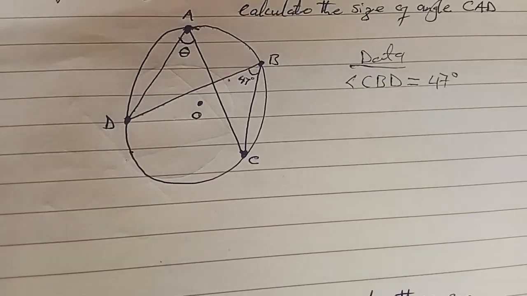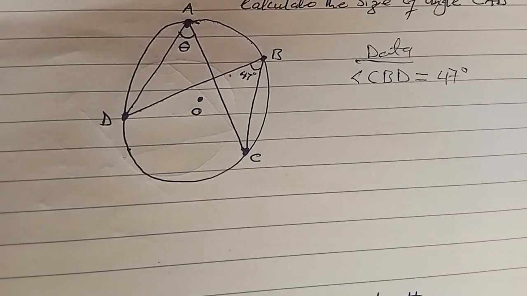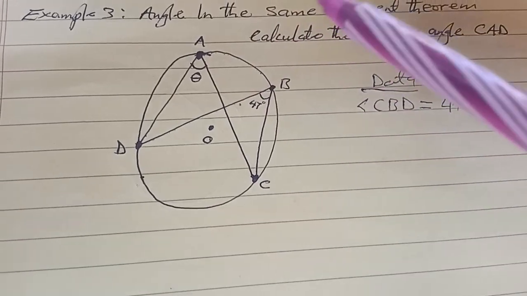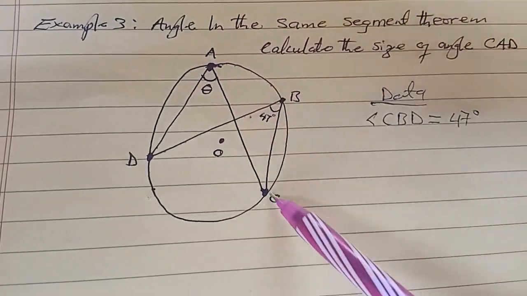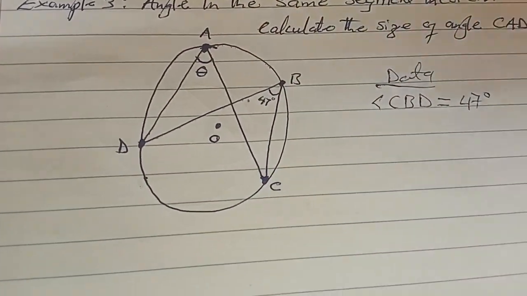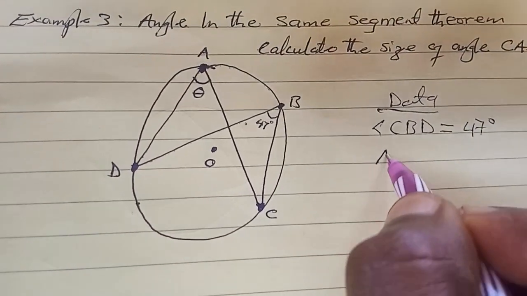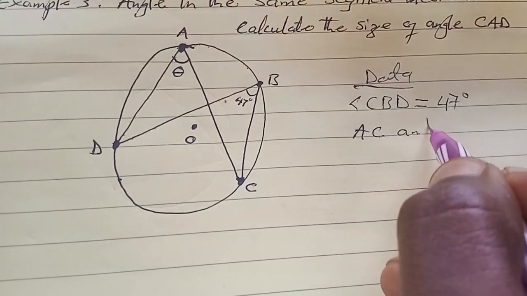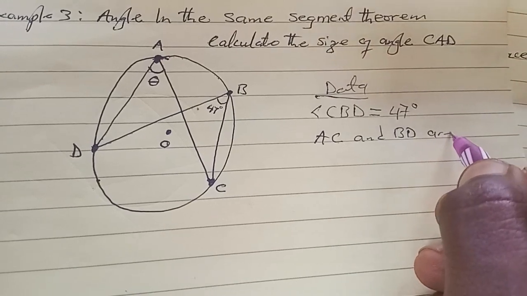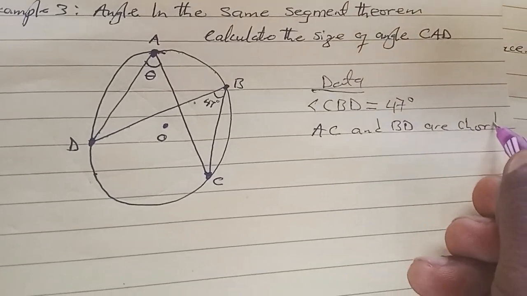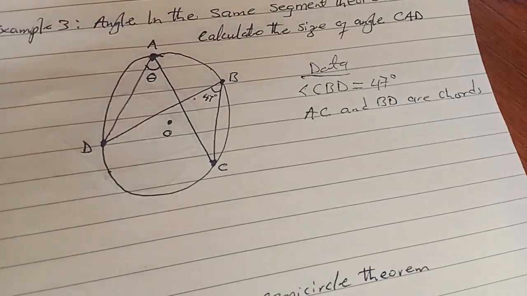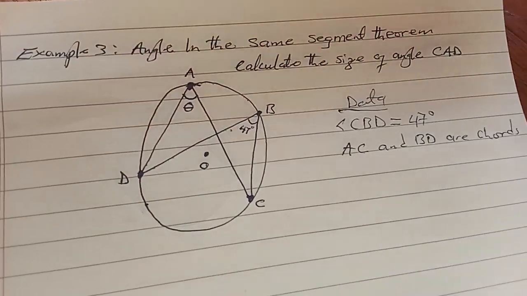Now the next thing is to identify our chords. Our chords within this problem are AC and BD, right? This is our chord, AC and BD. They are our chords, right? So now we know that we have identified our chords within the circle.